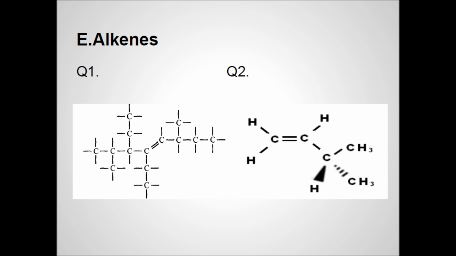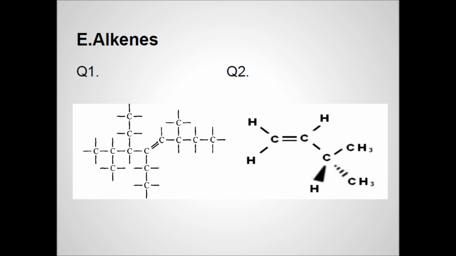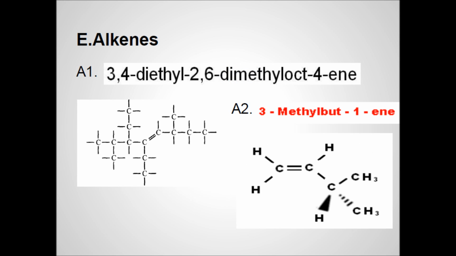For question number 1, find the parent chain first, then find the branch chain. Then we can see the double bond between the 4th and 5th carbons. So it is going to be 3 and 4 diethyl, 2 and 6 dimethyl, butene. Find the parent chain first. Check if there is a single bond, double bond, or triple bond. Then find the branch chains. The double bond is between the 1st and 2nd carbons, and it is going to be 3-methylbutene.